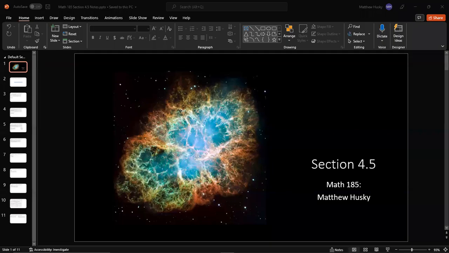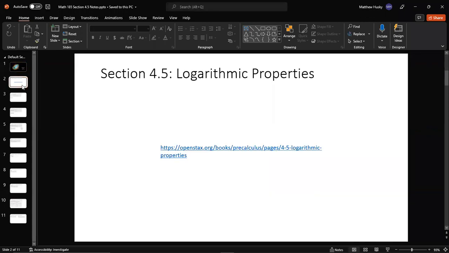Hello, everybody. Let's talk about section 4.5 on our journey through logarithms. We're going to talk about logarithmic properties.